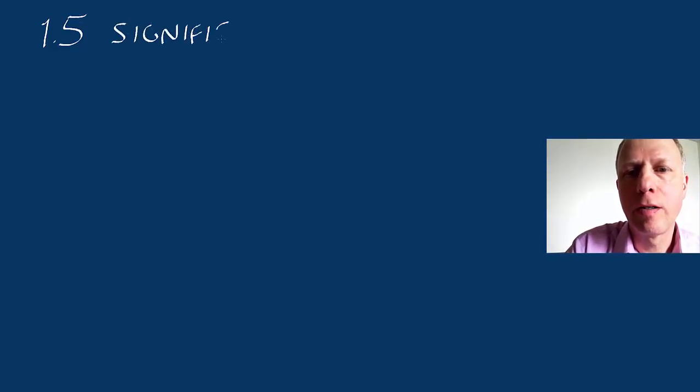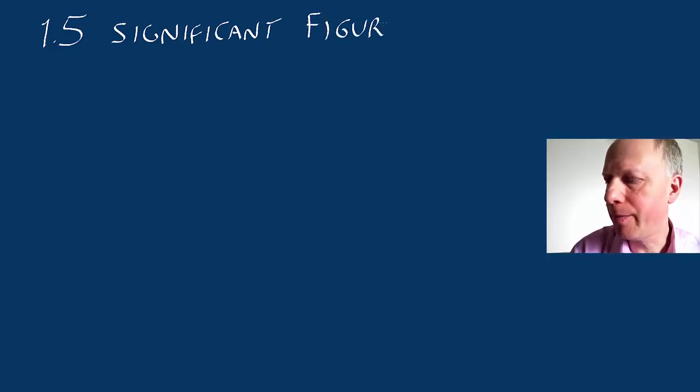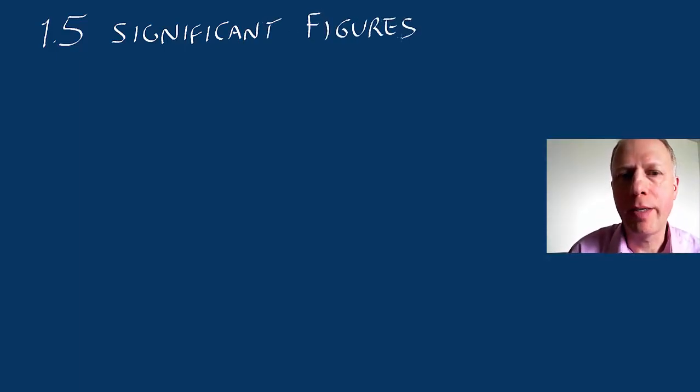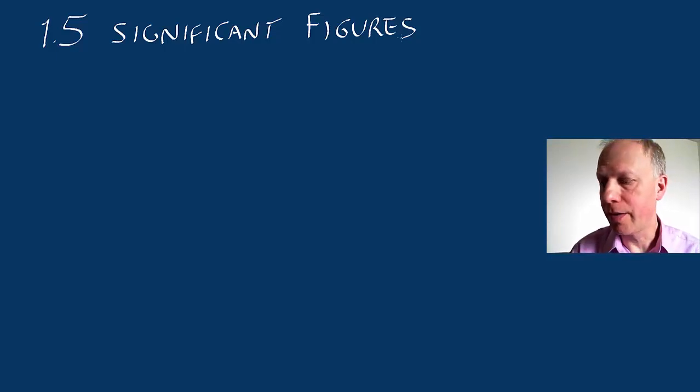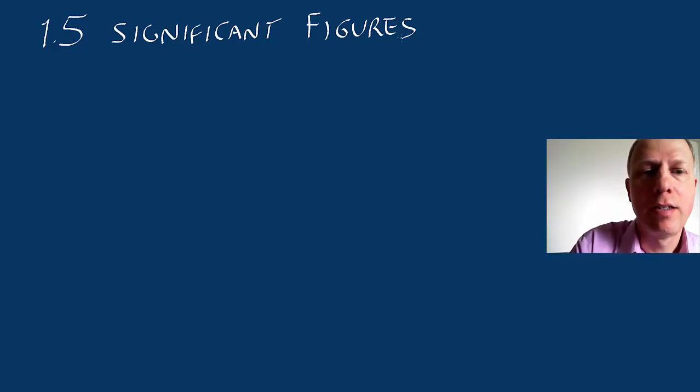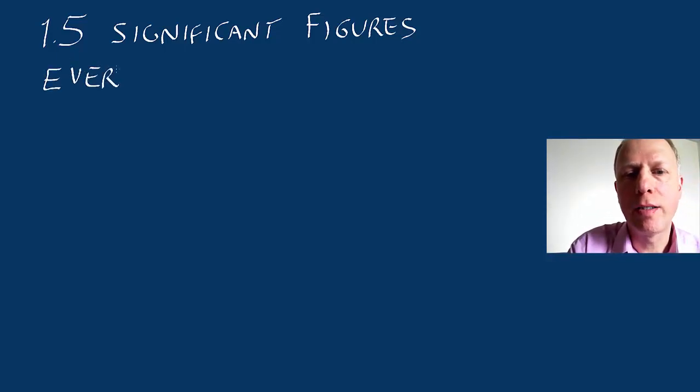Section 1.5 is about uncertainty and significant figures. This is an extremely mundane topic, and I'm not going to make a big deal about significant figures in this class, but we should be reasonable about them. Every measurement has some uncertainty.